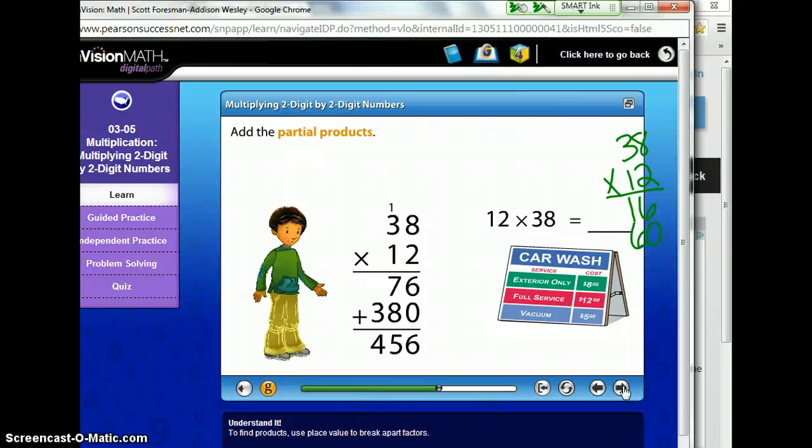So 10 times 8 is 80. 10 times 30 is 300. If we add those up, guess what? We're going to get 456. How many of you like this distributive way? I didn't think so. Most people do this way. But this is an option. Always an option.